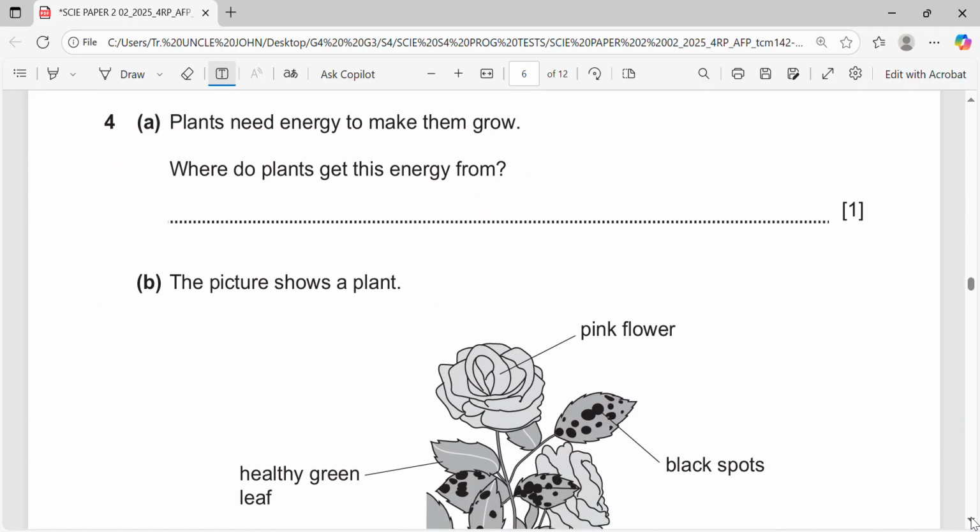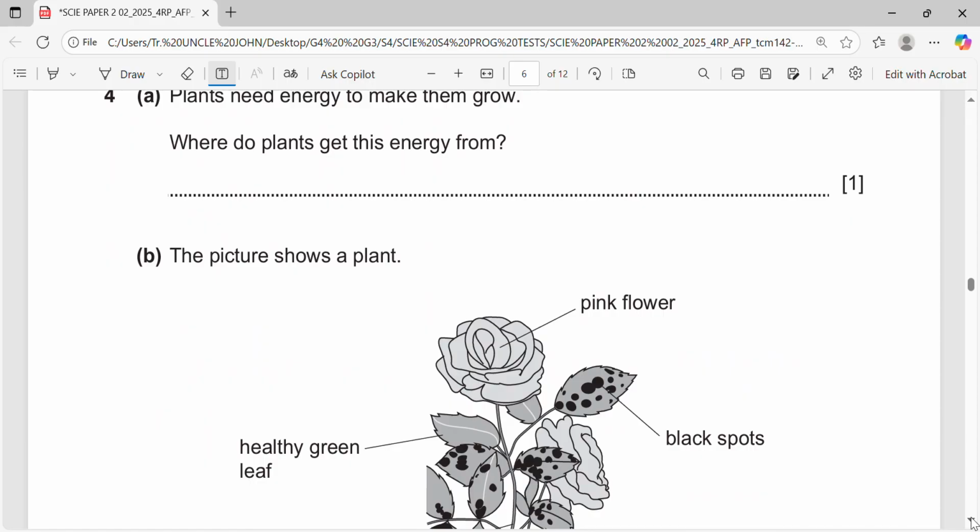Number 4. Plants need energy to make them grow. Where do plants get this energy from? From the sun. The answer is from the sun.